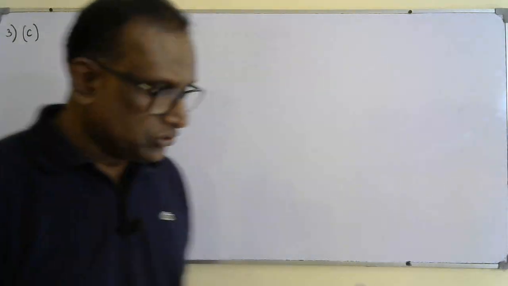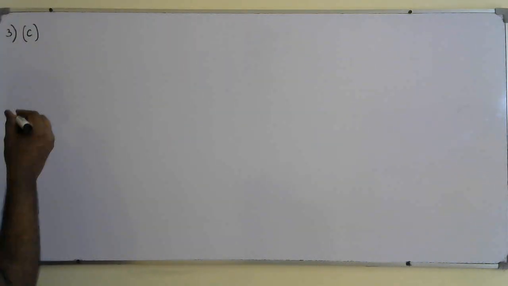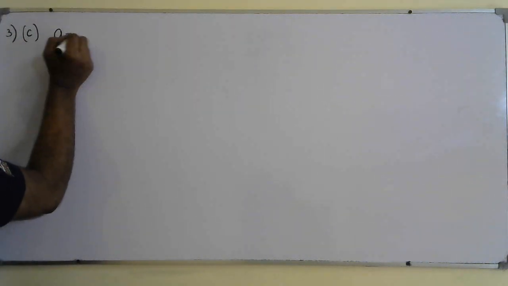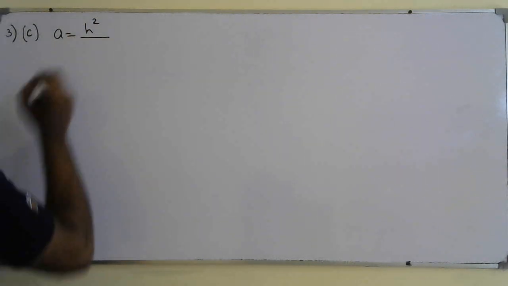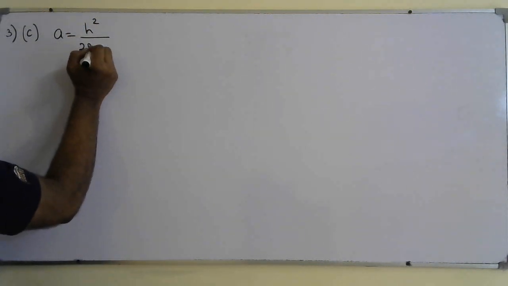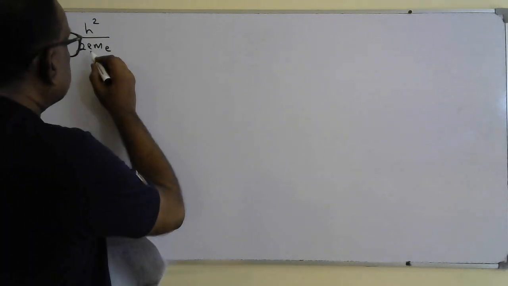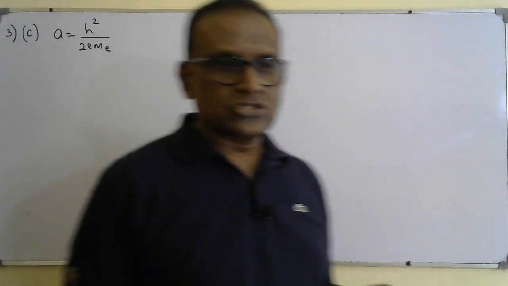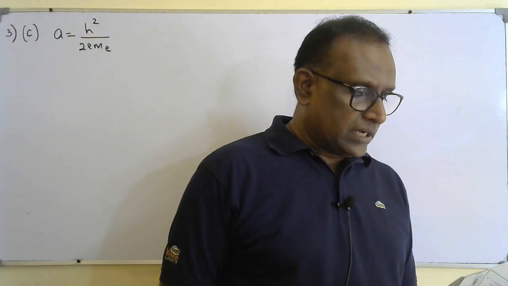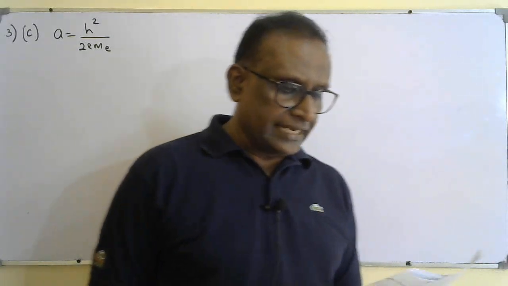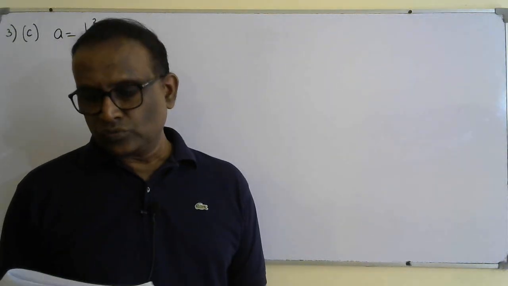Okay, question number 3, part C. The value of A can be calculated using the formula. So they are giving a new formula, A equals h squared over 2EmV, where h is the Planck constant, E is the charge of the electron, and me is the mass of an electron. Calculate the value of h in joule seconds when A equals 1.46.